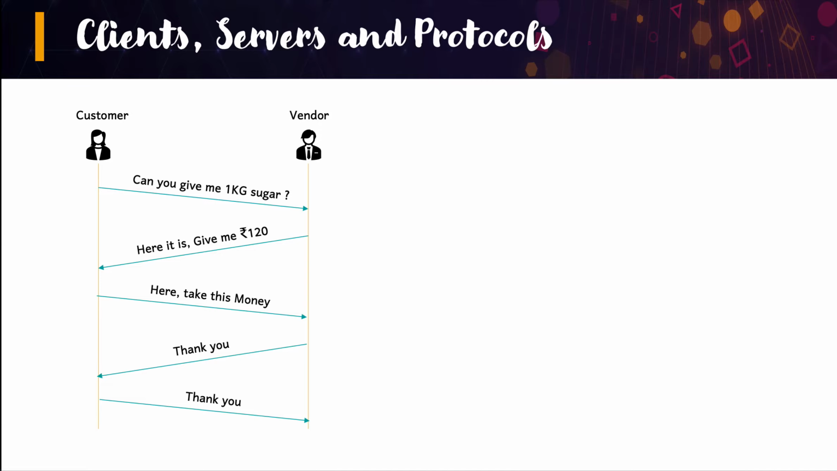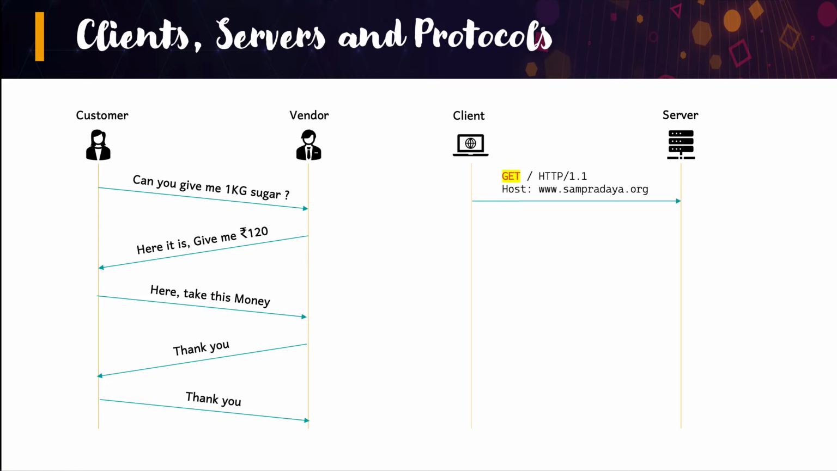Let's take an example of a server and a client trying to get a web page. Here we have a client, which is nothing but a PC or a laptop or a cell phone, which is trying to talk to a server. The client says GET HTTP 1.1 host sampradaya.org. GET is the important word. This conversation is depicted using a protocol called HTTP.